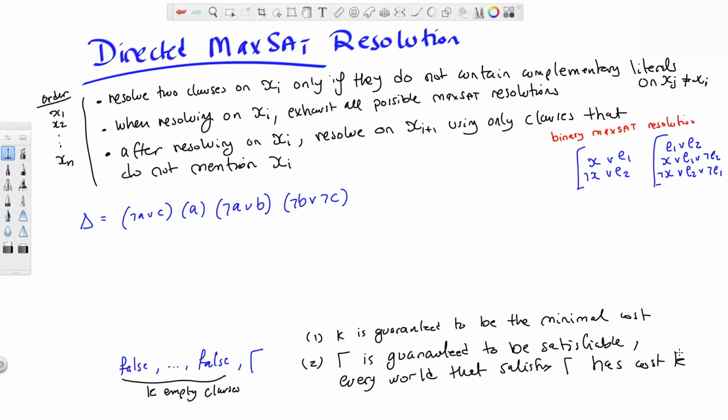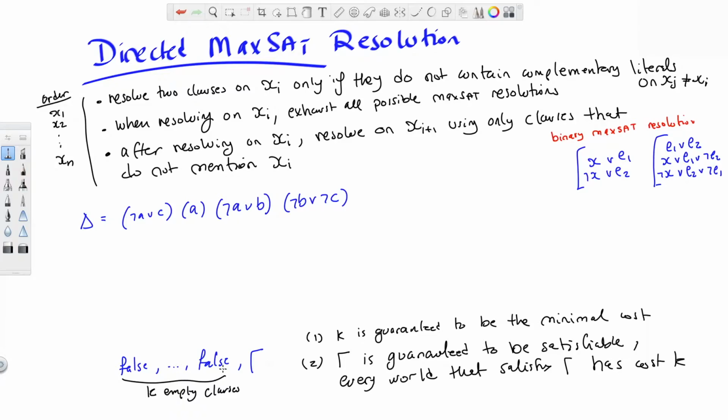Okay, this looks pretty interesting, right? So I do run directed resolution, but directed MAXSAT resolution. And at the end, I do have k empty clauses and the rest. The number of empty clauses that I discover tells me the cost of the optimal solution, and the remaining clauses characterize those optimal solutions.